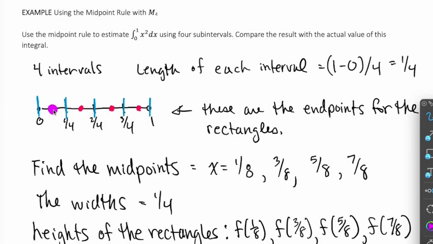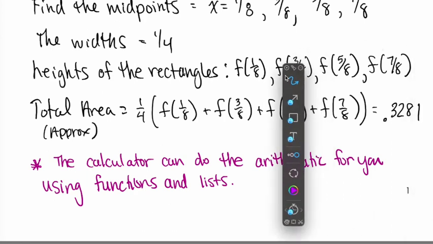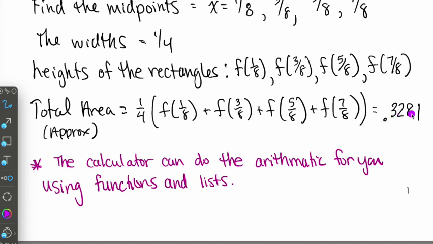To find the midpoint, a quick review: I take the left endpoint and the right endpoint, add them up and divide by 2. That will give me the center. So for this one, I would take 1/4 plus 2/4 and divide by 2. When I go through the process and find each of those midpoints, I'm going to find that the midpoints are 1/8, 3/8, 5/8, and 7/8. Now the width of each of those rectangles we already found was 1/4. To find the heights of the rectangles, I'm going to take the value of the function at 1/8, 3/8, 5/8, and 7/8. When I add up all those heights and multiply by 1/4, because that's the width of each of those rectangles, I'm going to get 0.3281.